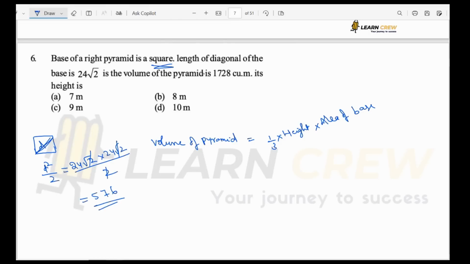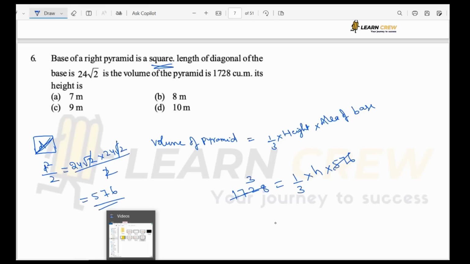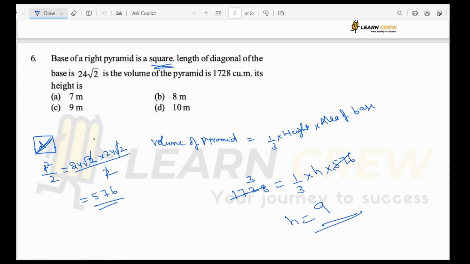And volume is given as 1728. So you need to find its height. Volume is 1728. One third of height into area 576. 576 how many times? 3 times. So height would be how much? 3 into 3, 9. So the answer is 9.